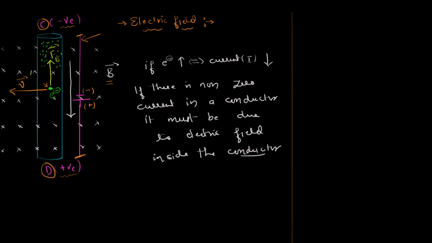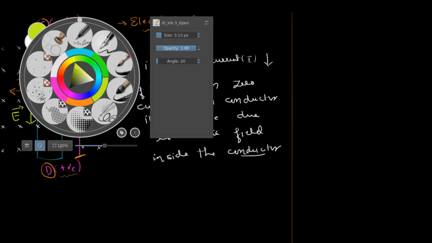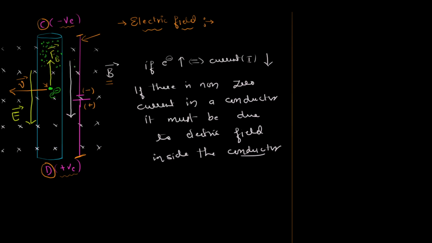According to the knowledge that we've already acquired in current electricity, if the current is in this direction, then the electric field which is causing the current must also be in the same direction. In fact, the direction of conventional current and the direction of electric field are always the same in a conductor. All right. This electric field, where did this come from?